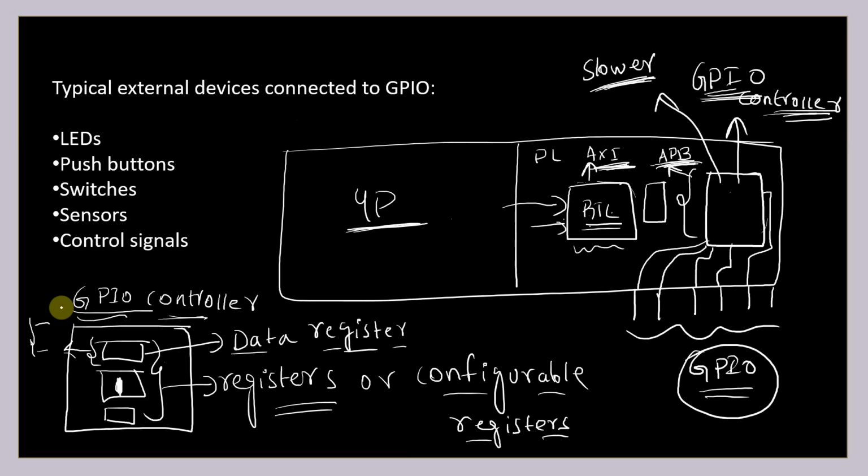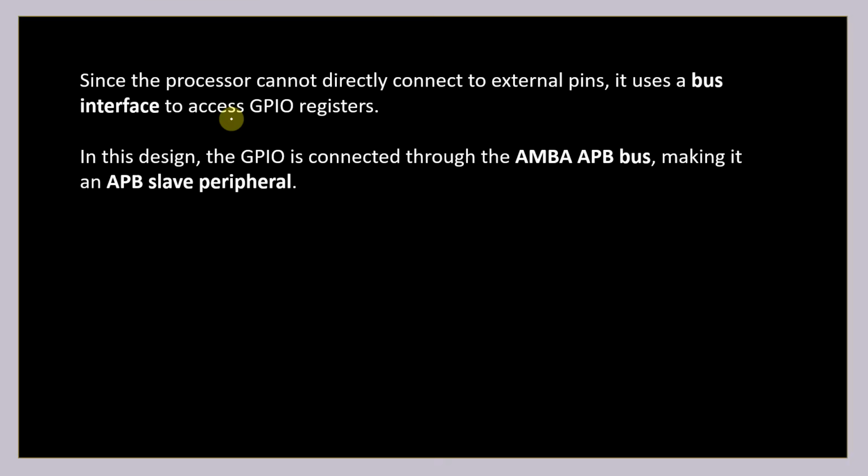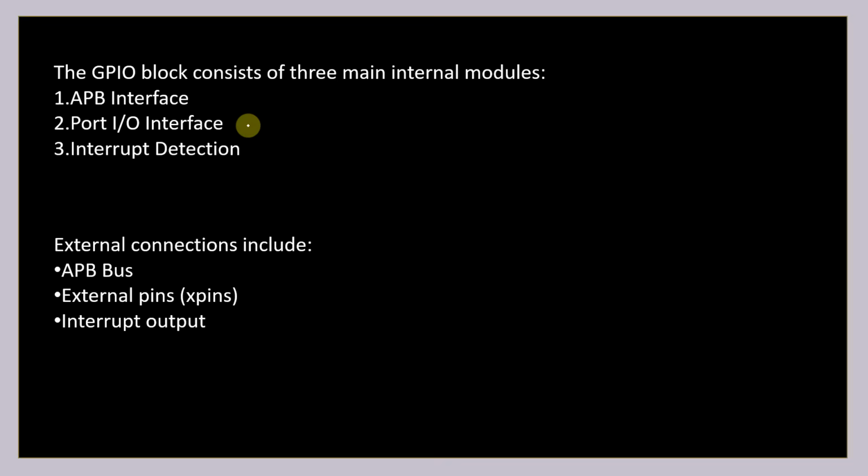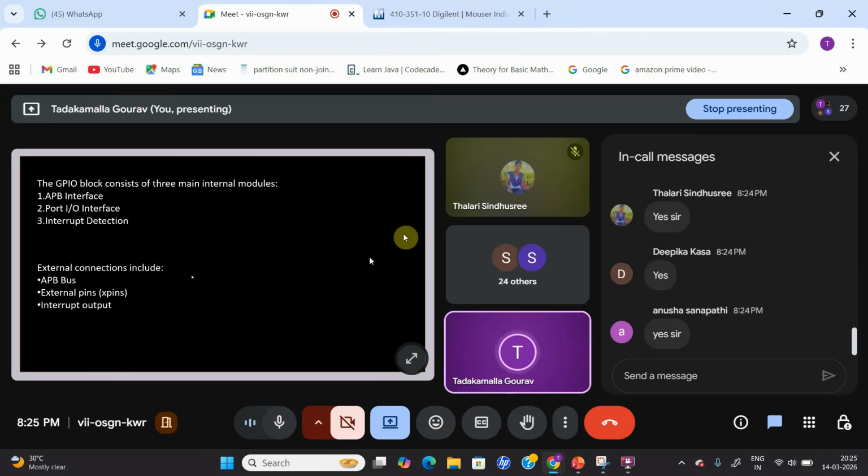Typical external devices which can be connected to our GPIO can be LEDs, push buttons, switches, sensors, or control signals. The processor cannot directly connect to the external pins. It uses a bus interface to access the GPIO. And in this design, the GPIO is connected through the AMBA APB bus, making it an APB slave peripheral. So that is what it is about the architecture.